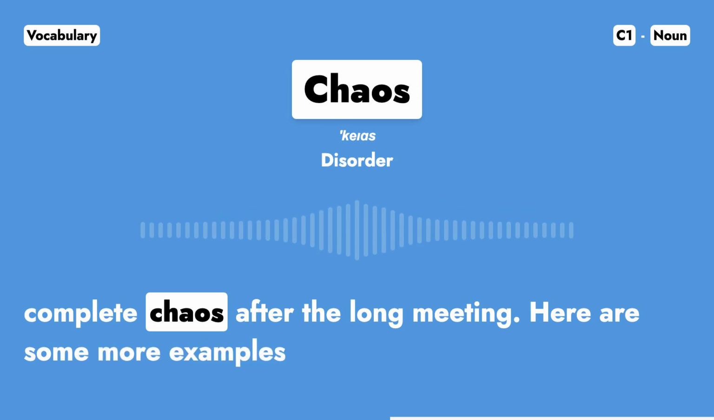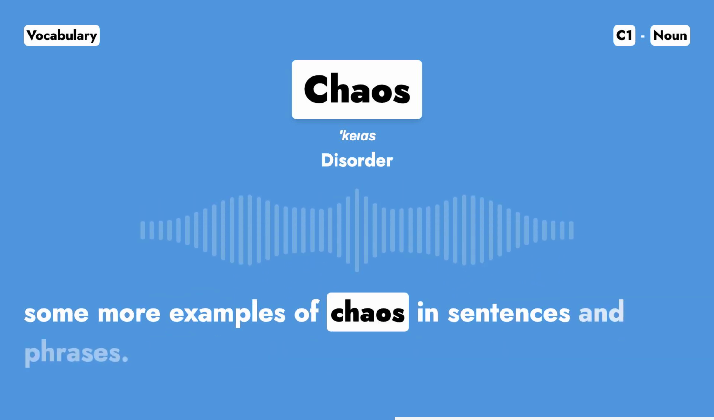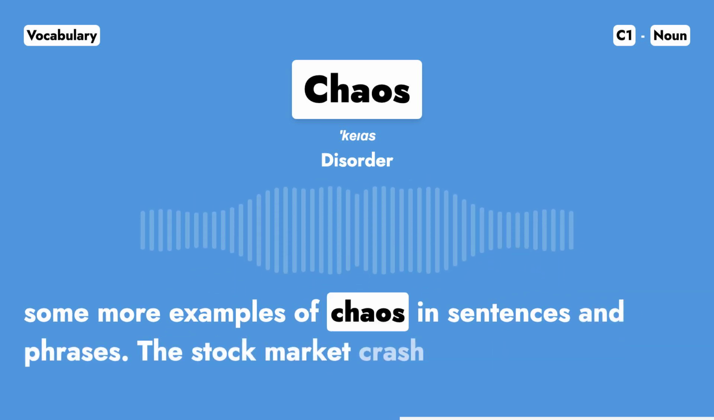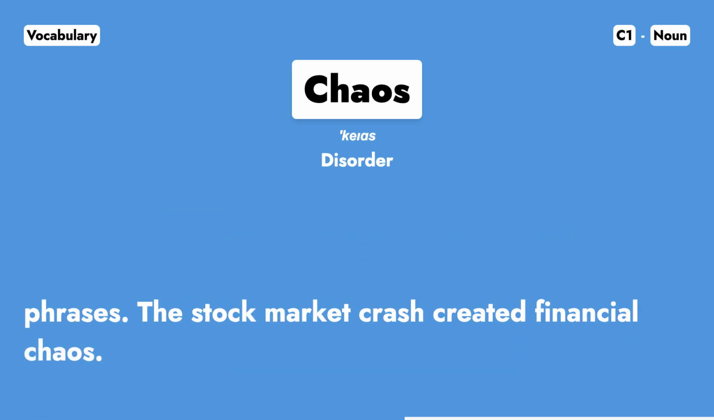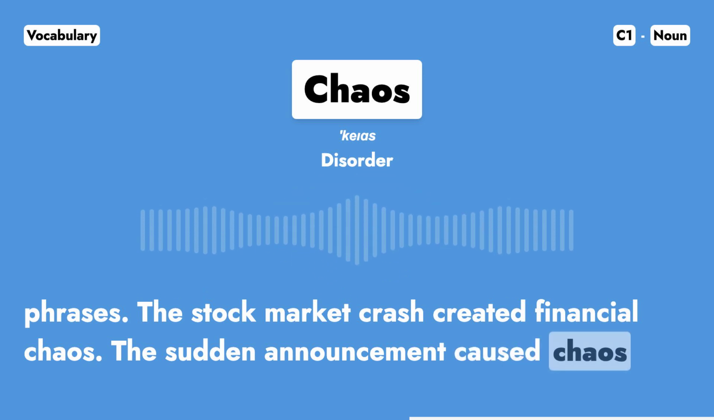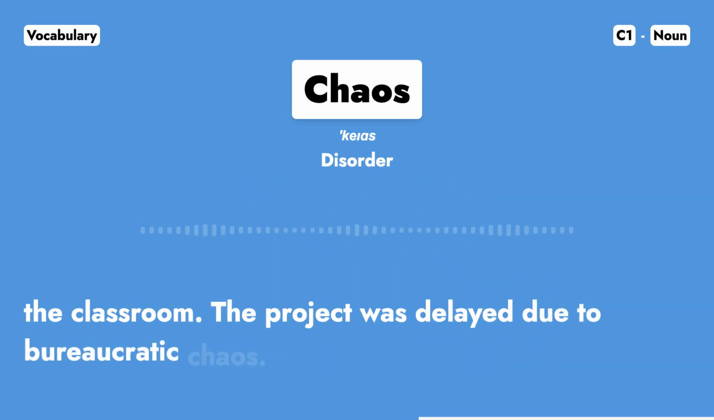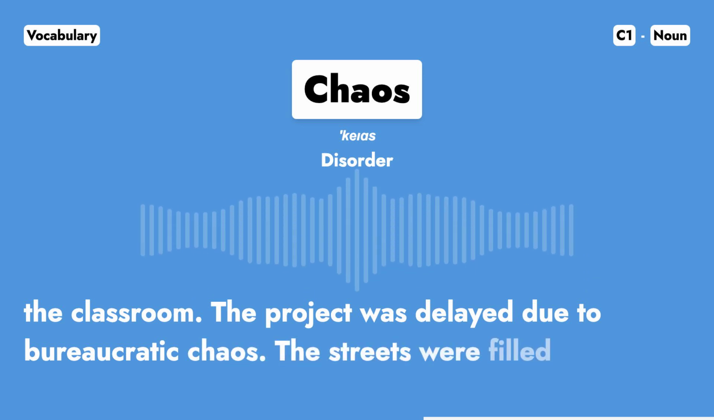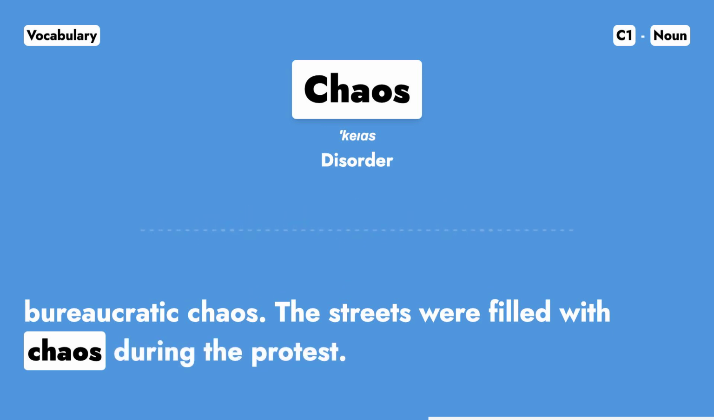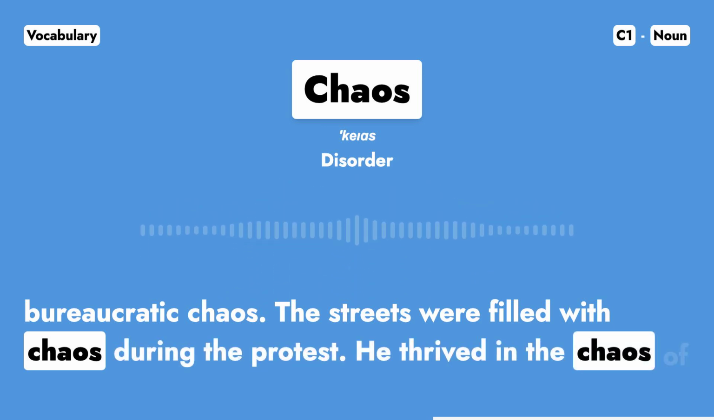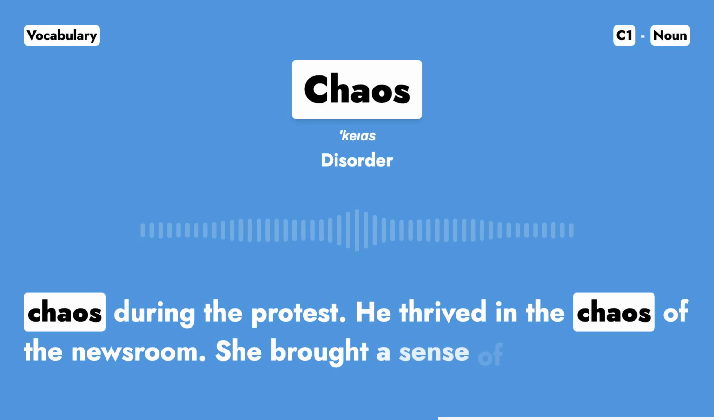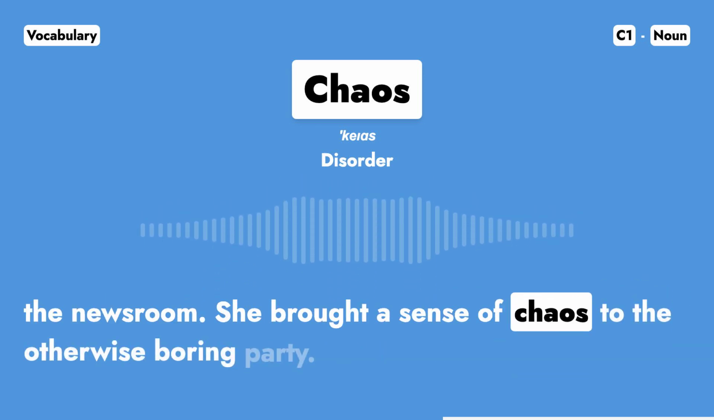Here are some more examples of chaos in sentences and phrases. The stock market crash created financial chaos. The sudden announcement caused chaos in the classroom. The project was delayed due to bureaucratic chaos. The streets were filled with chaos during the protest. He thrived in the chaos of the newsroom. She brought a sense of chaos to the otherwise boring party.